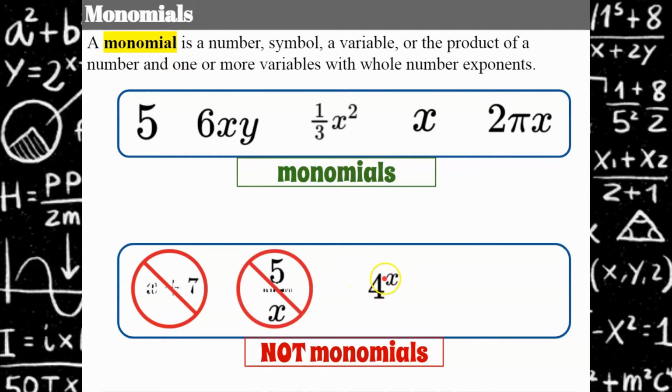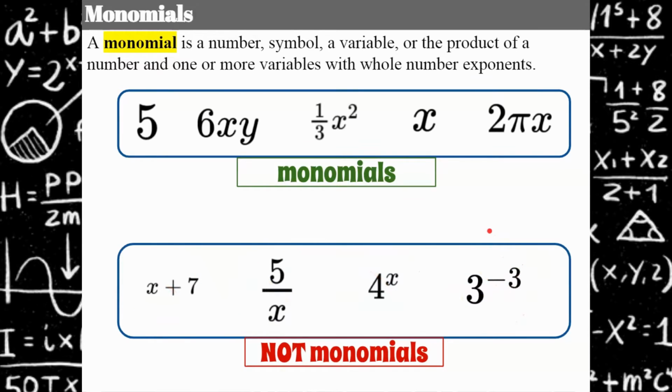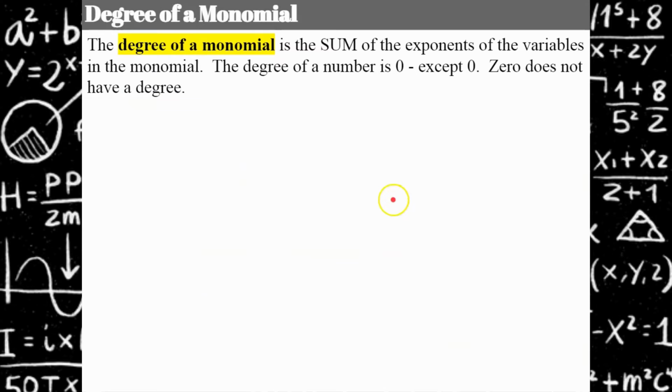We have 4 to the x. The exponent is the variable. That is not a monomial. And 3 to the negative 3. You cannot have negative exponents. So that is not a monomial the way it's written. Now, if you wanted to write this as 1/27th, that's a monomial. Okay. So, not monomials, so we're looking for whole number exponents. The variable can't be an exponent, and the variable cannot be in the denominator.